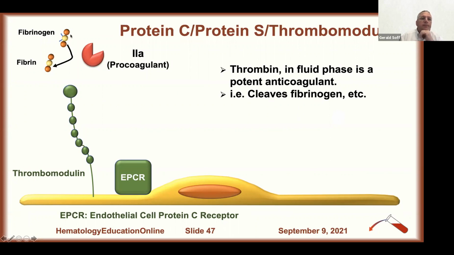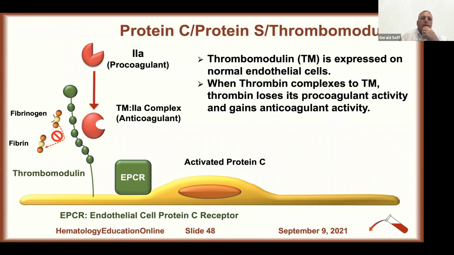So this is its baseline activity. However, in the presence of intact endothelial cells, there's a protein called thrombomodulin, shown here, anchored to the endothelial cell. And thrombin will then bind to thrombomodulin, shown here, and the thrombin is modulated, or undergoes a conformational change itself. And when thrombin is bound to thrombomodulin, it no longer has the ability to cleave fibrinogen to form fibrin clots, but now it takes on a novel spectrum of enzymatic activity, and it becomes an anticoagulant.